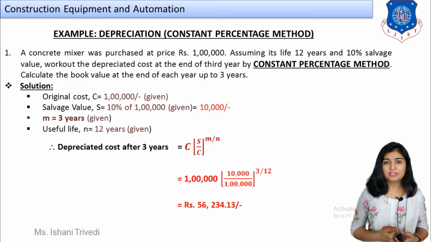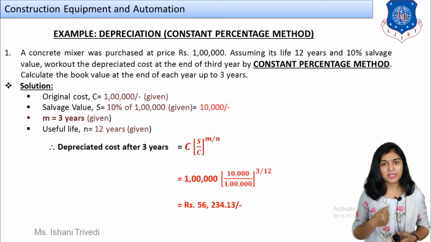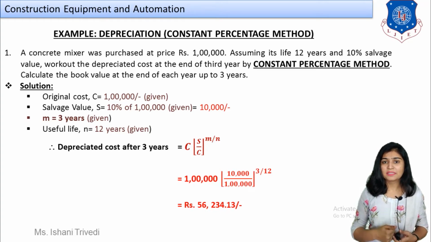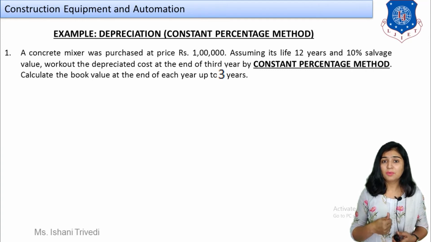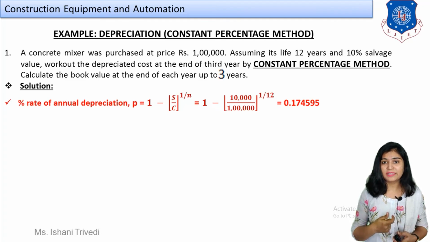So after calculation, what do you get? You will get the answer as 56,234.13 rupees. So students, this is your depreciated cost with the help of the constant percentage method directly at the 3 years. Now you also have to calculate the second thing over here. It says you have to calculate the book value, that is the present value, right? Now to calculate the book value, you will need the amount of annual depreciation. To calculate the annual depreciation, we have the formula over here for the constant percentage, that is 1 minus (S by C) raised to 1 upon n.